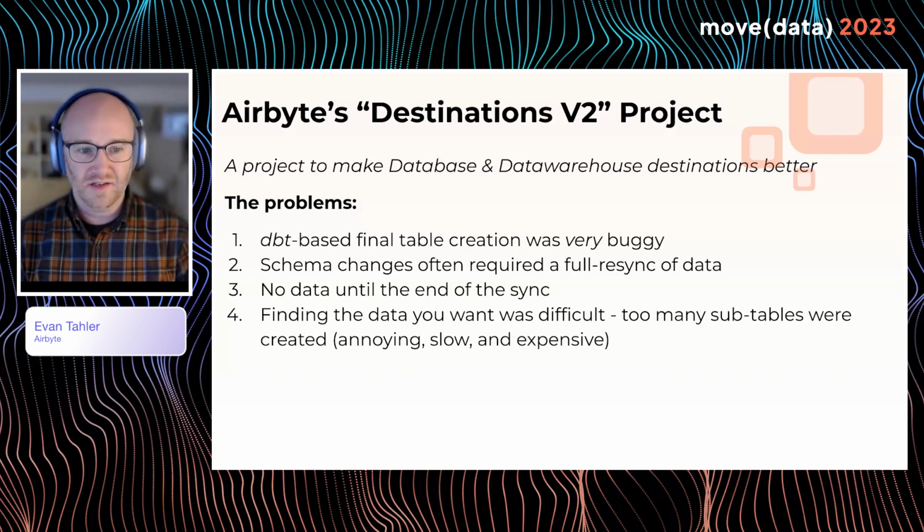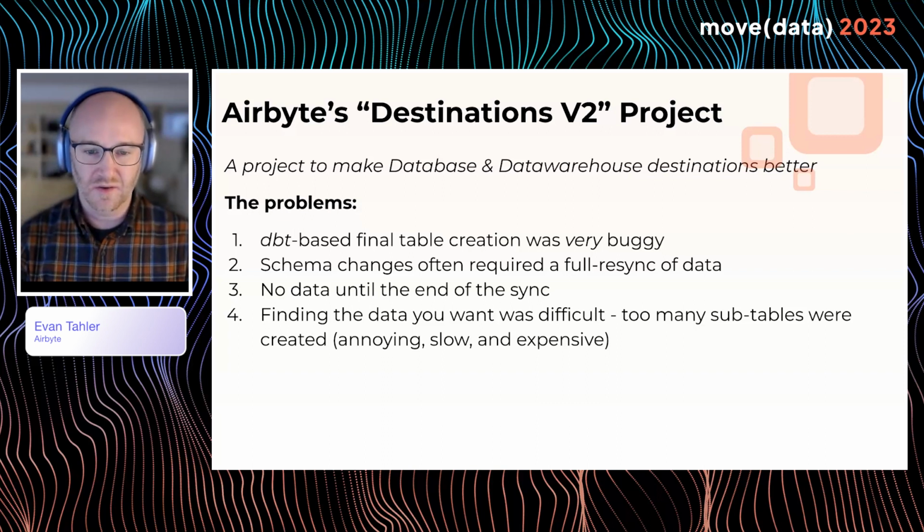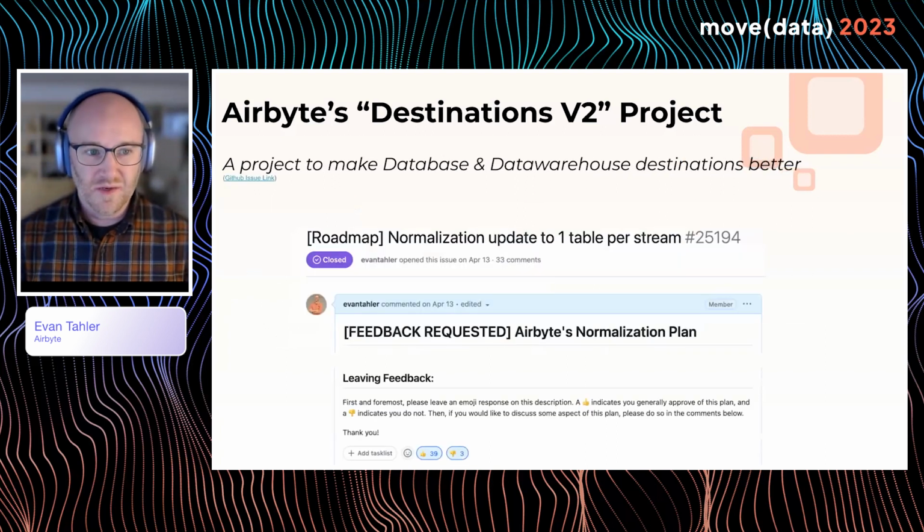And then finally, finding the data you wanted in your data warehouse was slow. We made a lot of subtables. We made SCD tables. We made too many tables, and they were hard to find, they were slow to create, and they were expensive to create. So what did we do?